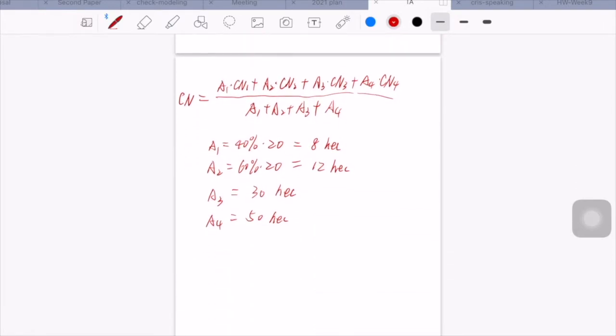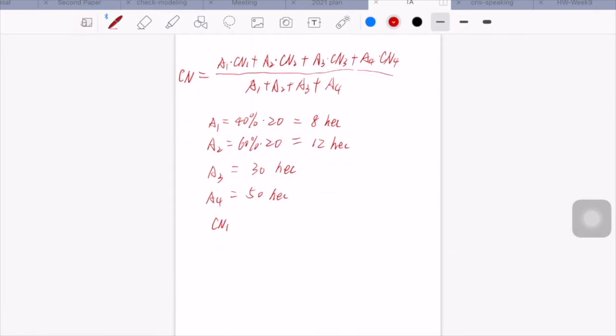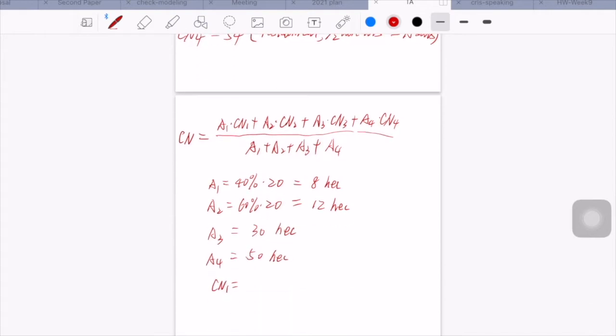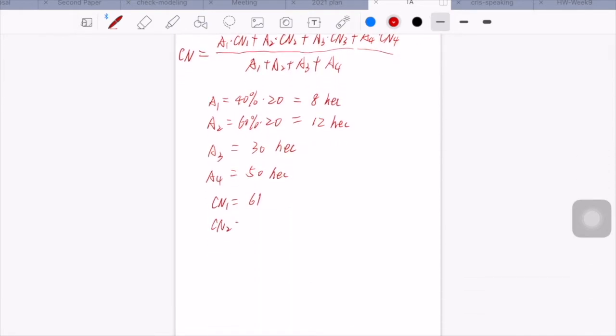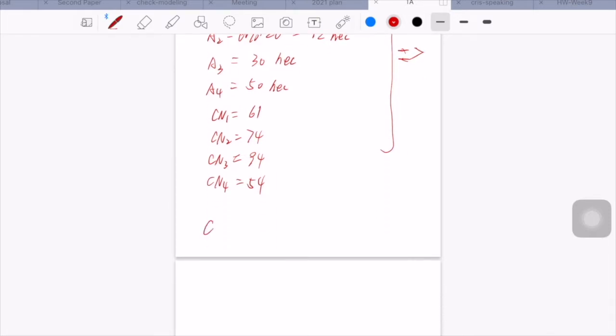And we also know CN1 equals 61, CN2 equals 74, CN3 equals 94, and CN4 equals 54. So we can determine the practical CN value should be equal to 69.